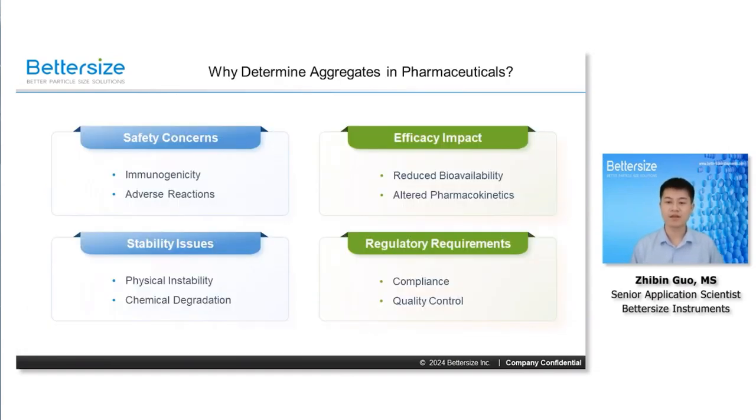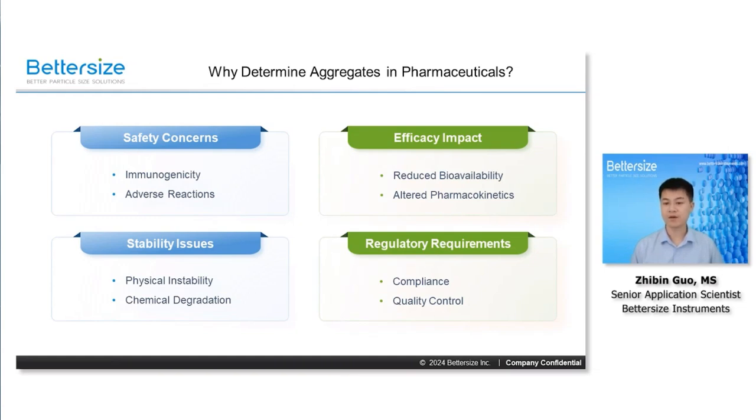Aggregates detection is not only a quality control measure, but also a regulatory requirement due to its critical impact on drug safety, efficacy, stability, and compliance. Aggregates can trigger immune responses, leading to immunogenicity and adverse reactions, potentially compromising patient safety. They can also reduce bioavailability and alter pharmacokinetics, diminishing the drug's therapeutic effect.